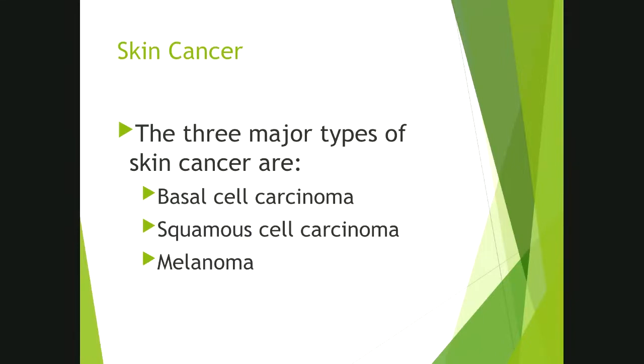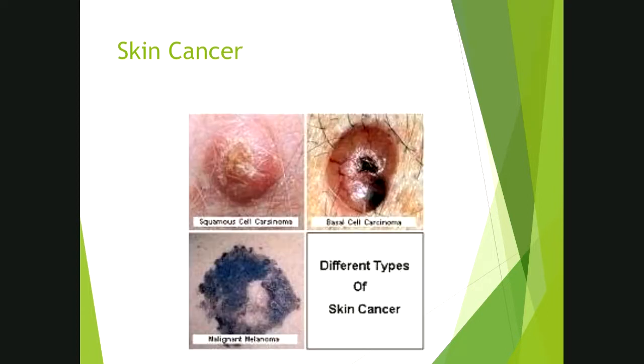Another thing that's bad that can go wrong with skin, we mentioned it already, is skin cancer. But there's 3 different types of skin cancer, at least major types. There's what's called basal cell carcinoma, squamous cell, and then melanoma. So let's look at these real quick. Here's what they look like. They look different from each other.